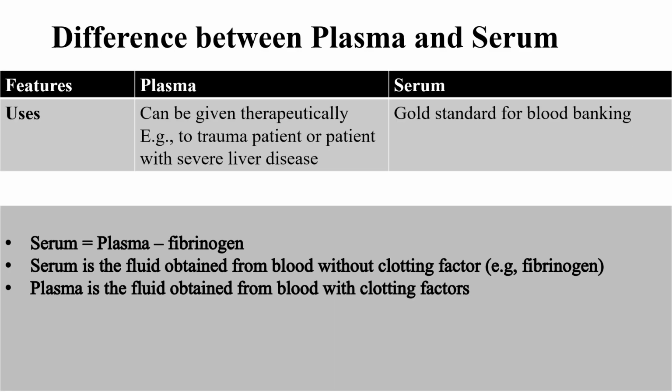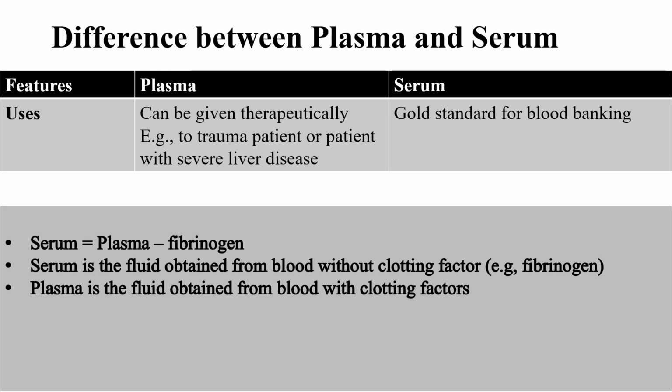Uses: plasma can be given therapeutically, for example to the trauma patient or the patient with severe liver disease, while the serum is the gold standard for blood banking. And serum is also used in the immunochemistry department for the analysis of many proteins, enzymes, hormones and antigens, etc.